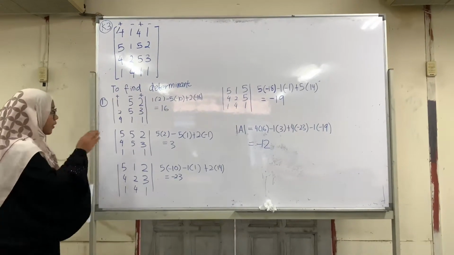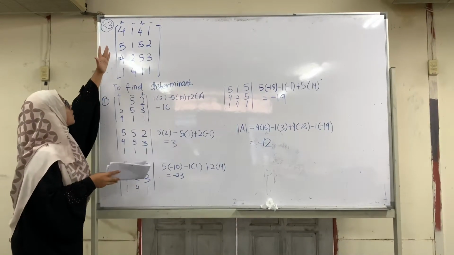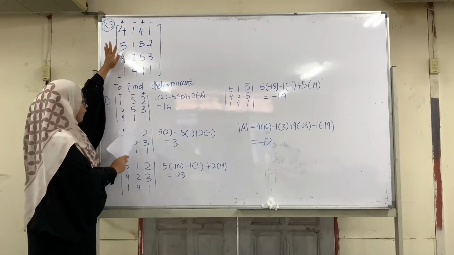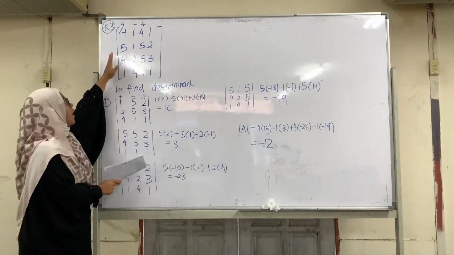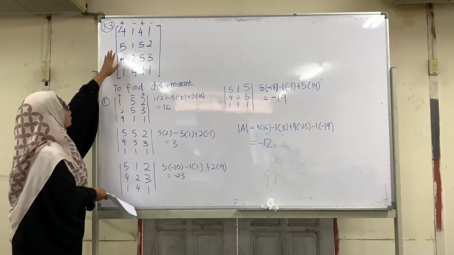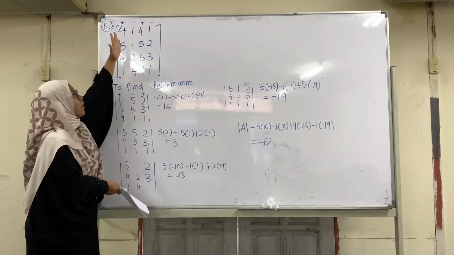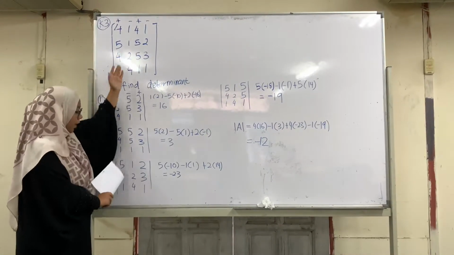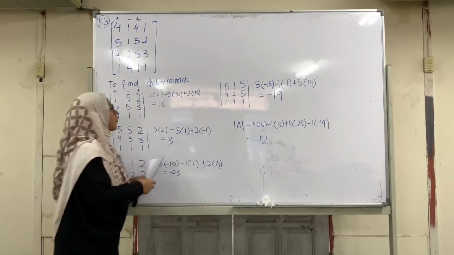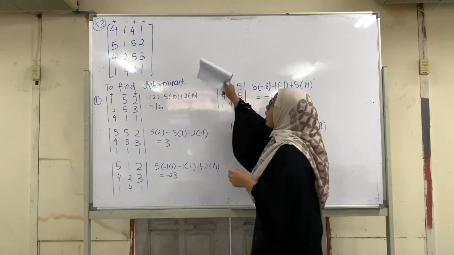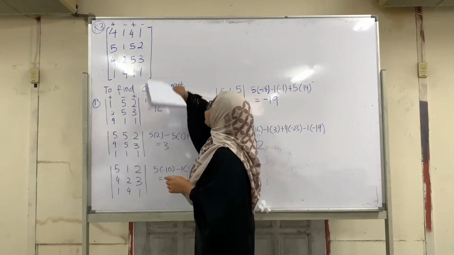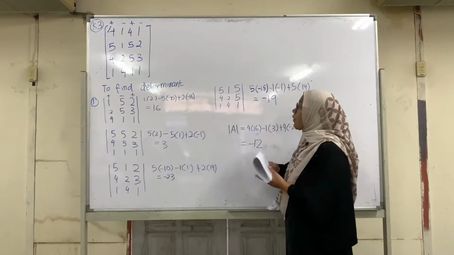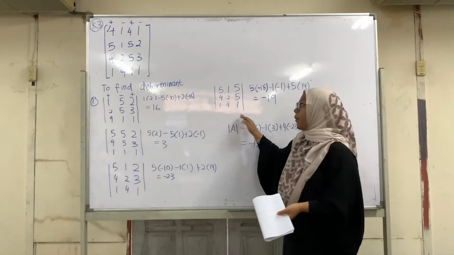So for the row 1 and column 2, the minor is 5, 5, 2, 4, 5, 3, and 1, 1, 1. And proceed to the next step to close the first row and column 3, where the minor is 5, 1, 2, 4, 2, 3, and 1, 4, 1. Okay, so when we close the row 1 and column 4, we'll get the minor, which is 5, 1, 5, 4, 2, 5, and 1, 4, 1.